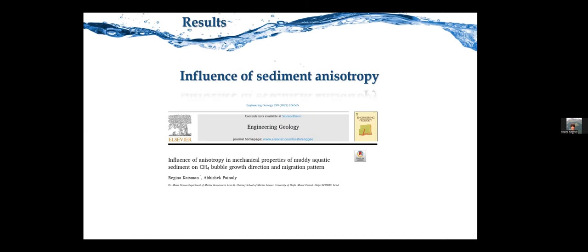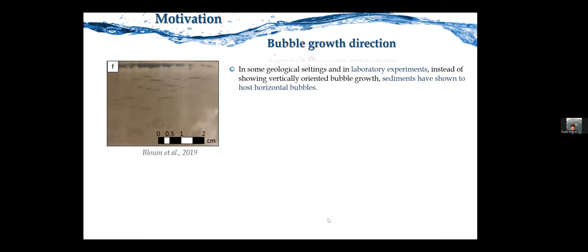And now I will go to a completely different subject, also related to bubble growth. This is the subject of the influence of anisotropy and mechanical properties of muddy sediment on methane bubble growth direction and migration pattern. So in some geological settings and in laboratory experiments, instead of the vertical bubbles that are mostly found in aquatic sediments in muds, sediments have been shown to host horizontal bubbles.